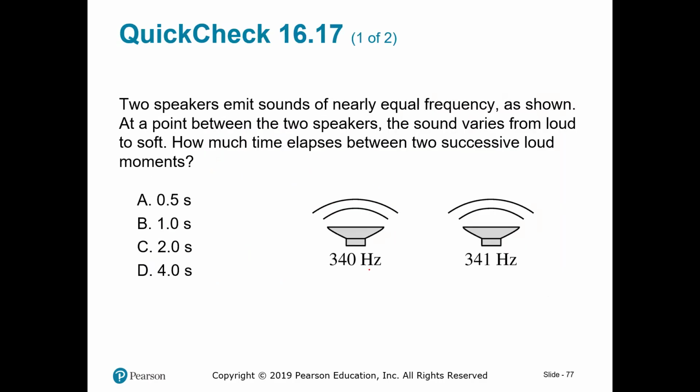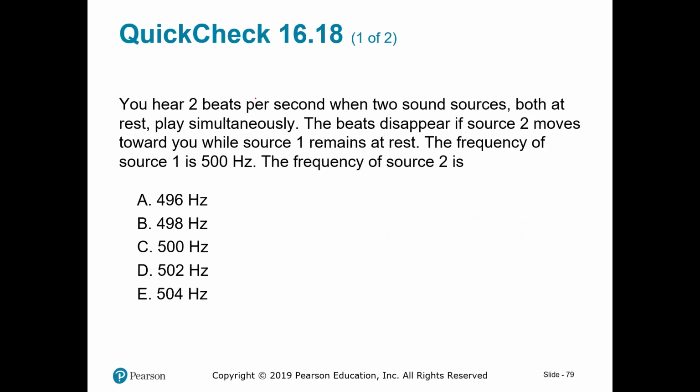So the beat frequency here is 1. Then you will hear one sound. And then you hear 2 beats per second when the two sound sources, both at rest, play simultaneously. So 2 beats, what does that mean? The difference between these two frequencies is 2. In other words, the absolute value of f1 minus f2, because we don't know which one is greater, is 2 hertz. And then the beat disappears if source 2 moves toward you.